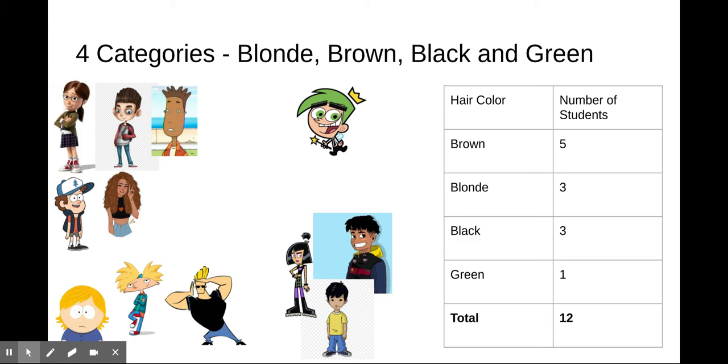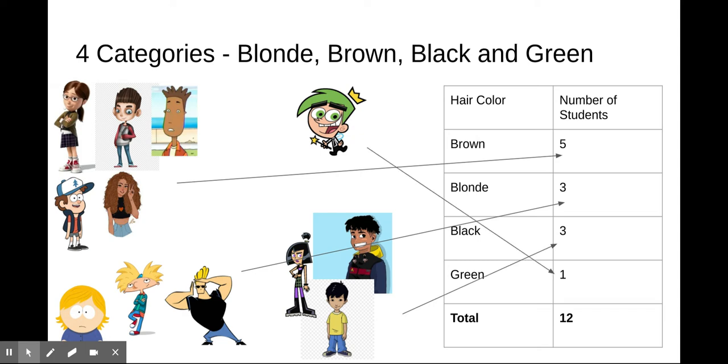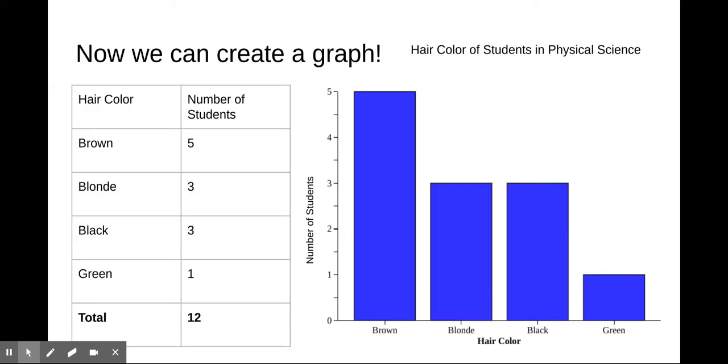So in my table, I can display hair color and the number of students with each corresponding hair color. So there are my 5 students with brown hair, 3 with blonde, 3 with black, and 1 with green. And at the bottom of the table, I can put the total, which is 12 students. So I can take this data, and it's not necessarily very useful in a table, but we can create a display that shows what this data is communicating.